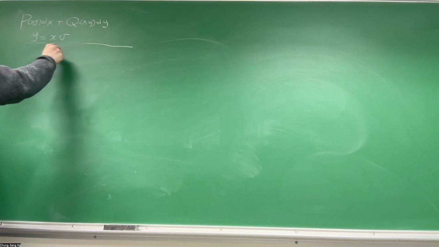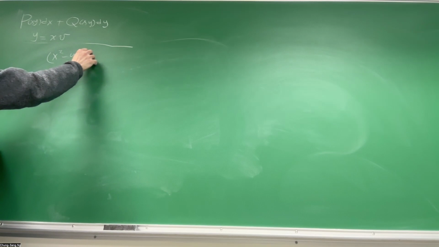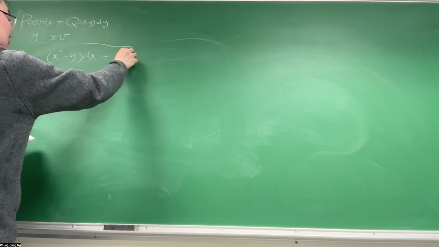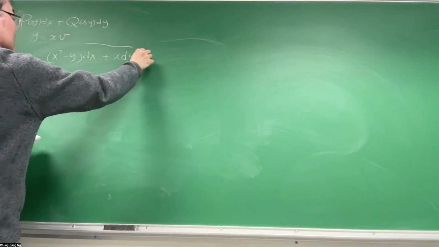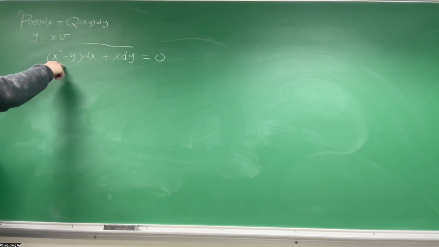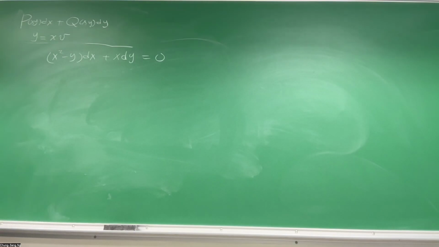You have, in this example, x squared minus y dx plus x dy equals 0. And now you can start to see this is p, this is q, right? Partial p partial y is minus 1, partial q partial x is 1. So this is not exact, right? And it's also not separable, right?